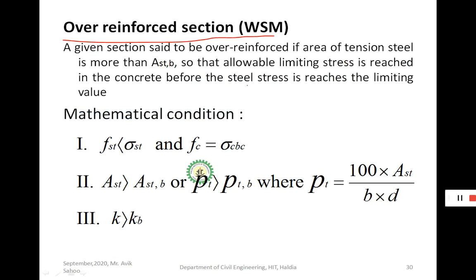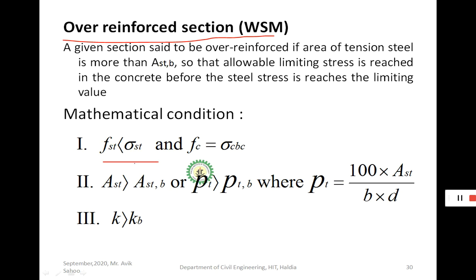So what happens? The limiting allowable stress is reached in the concrete before the steel stress reaches the limiting value. So here it means what? It means the concrete reaches the allowable stress prior to the steel. So this is a mathematical condition.